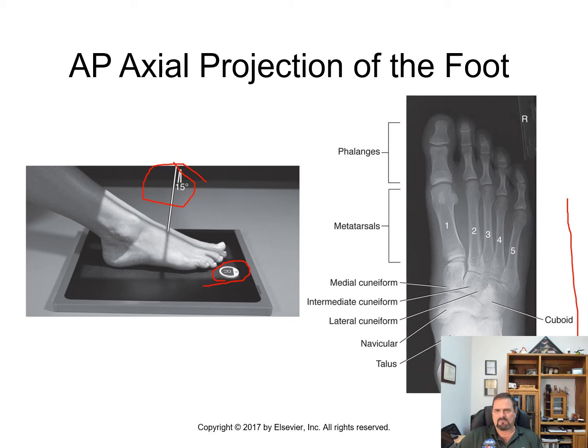You can see very specifically the cuboid, the medial cuneiform, intermediate cuneiform, lateral cuneiform, the navicular and the talus, and very clearly digits 1, 2, 3, 4, and 5, to include the metatarsals and the phalanges. Also, you've got a nice image marker here that's correct.